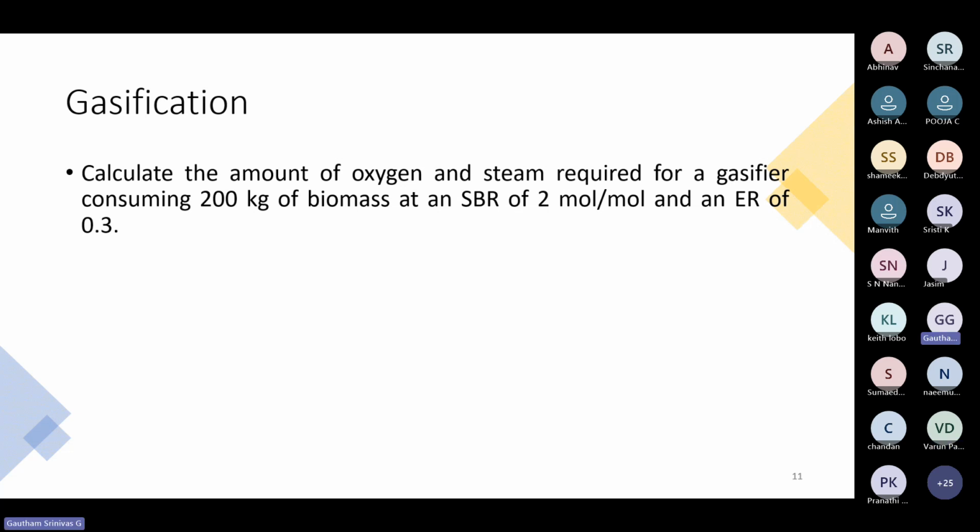Now you have an equivalence ratio of 0.3. So for 1 kg of biomass, how much oxygen are you sending in? 1.46 kg. So for 200 kgs, 1.46 into 200, which is 292 kgs. Yeah, that's it. So did everyone get this?